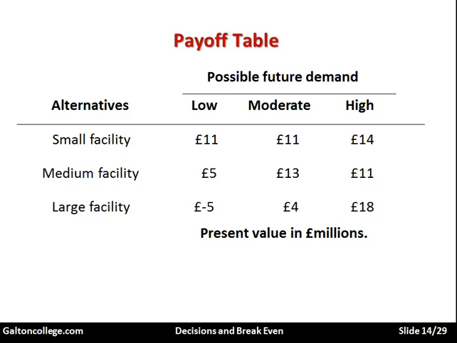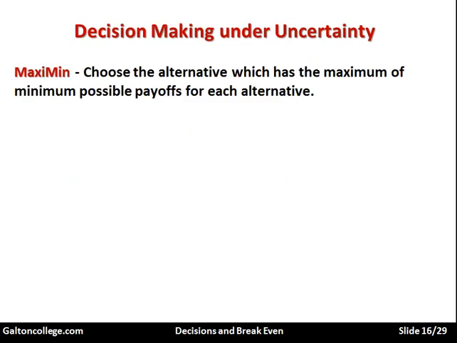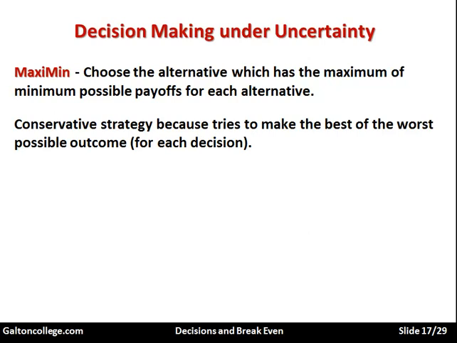Now, in the literature, there are different approaches to trying to resolve this, but it all really hinges on the psychology of the decision maker. So, decision making under uncertainty. Well, one is to use what's known as maxi-min. Choose the alternative which has the maximum of the minimum possible payoffs for each alternative. So look at the worst possible outcome for each alternative and then choose the maximum. Well, that's quite a famous one. We'll see how it works in a second. It's a very conservative strategy because it tries to make the best of the worst possible outcomes for each decision.